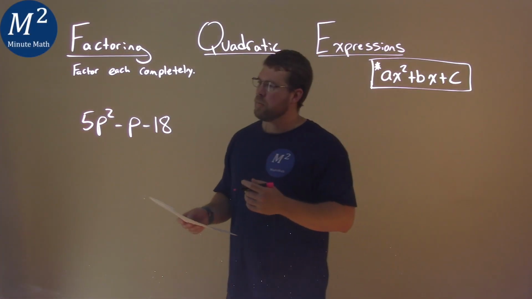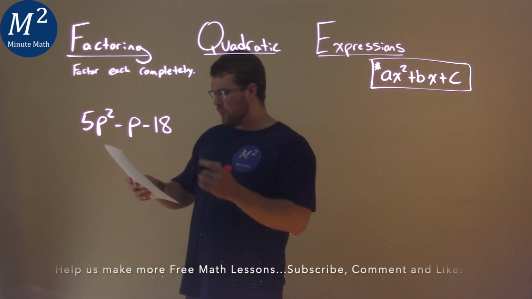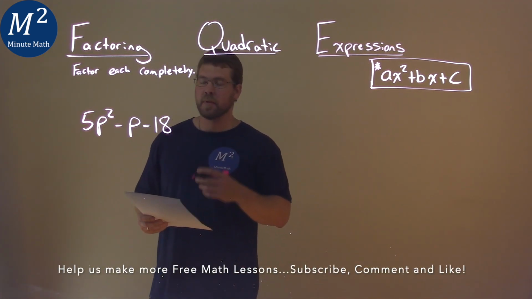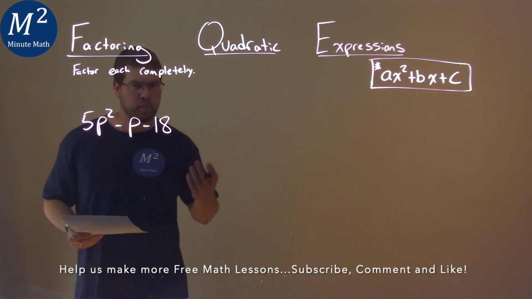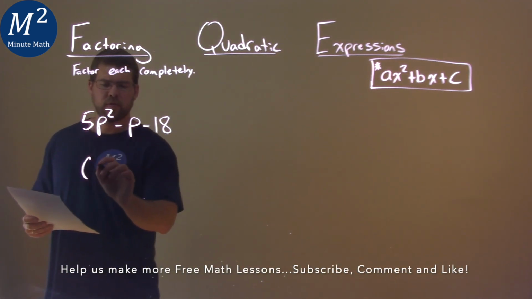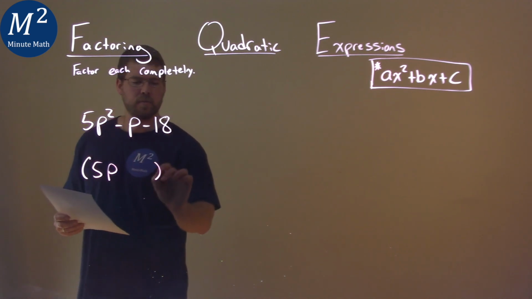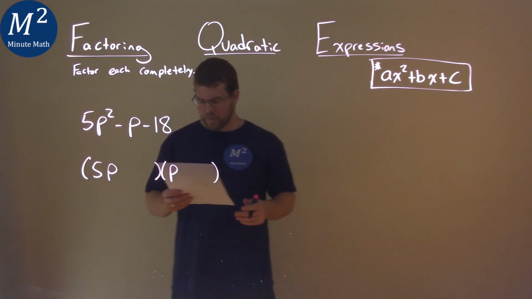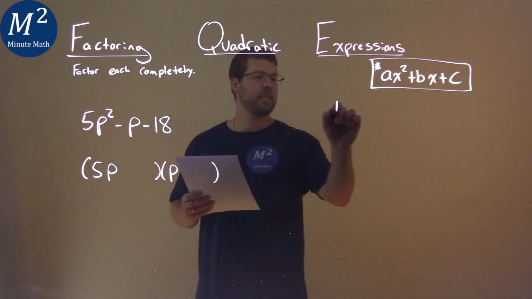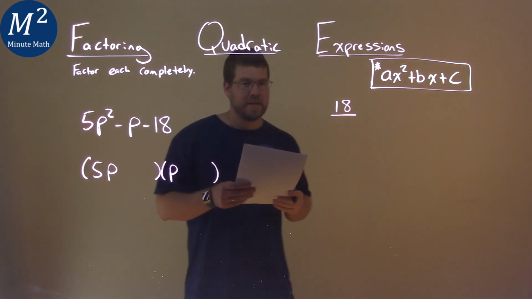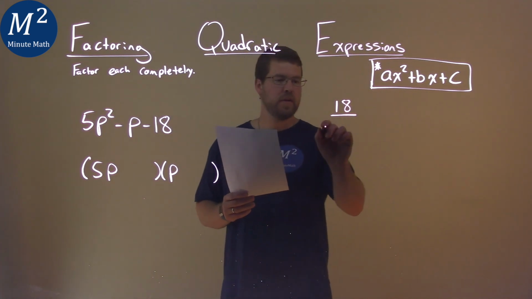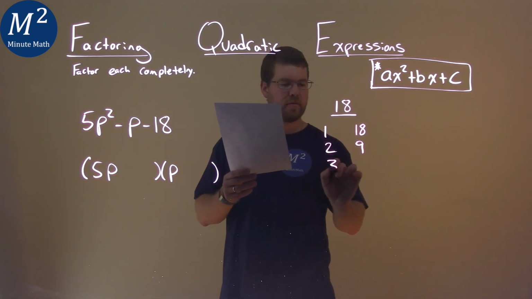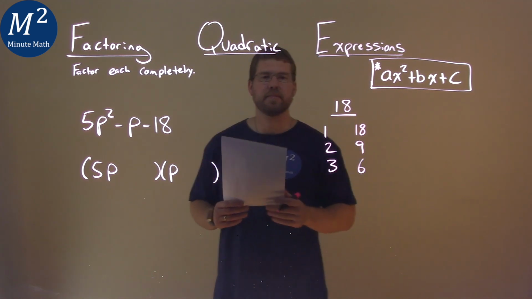We're given this problem right here: 5p squared minus p minus 18, and we want to factor this completely. Notice my a value is 5, a prime number. So we know this is going to be in some form of 5p in the first part, and the second part has just a 1p. I now look at my c value being negative 18. What two numbers multiply to be a positive 18? Well, that's 1 and 18, 2 and 9, and 3 and 6.